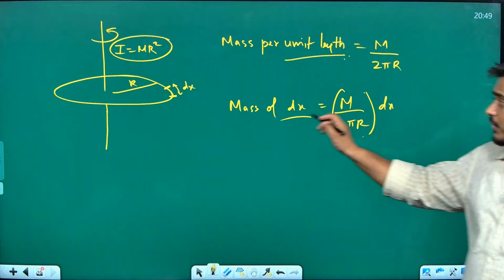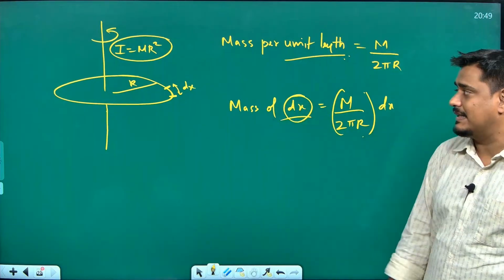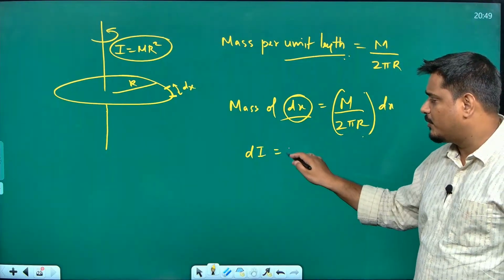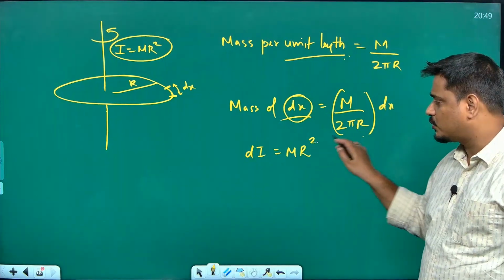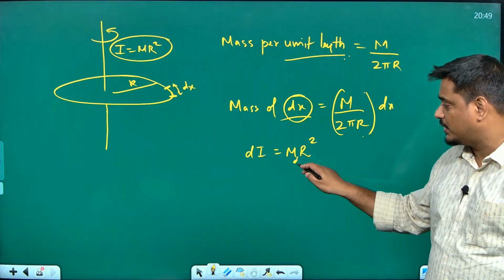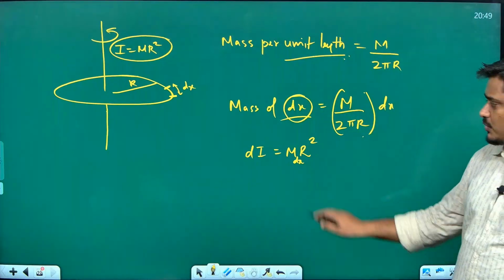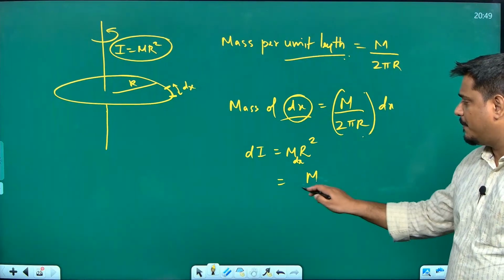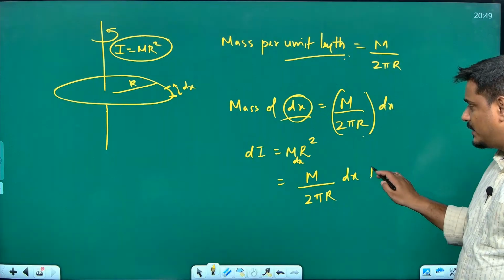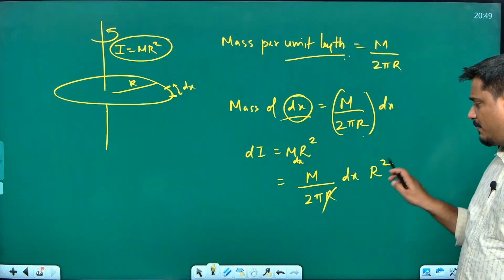Okay. For the small element dx, if I find the small moment of inertia dI, it will be equal to m r square, that is the formula. So m of this portion, the mass of this dx portion, into r square. What is the mass of the dx portion? M by 2 pi r dx into r square. R will cancel this r.